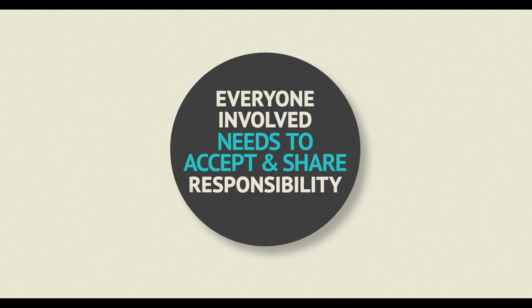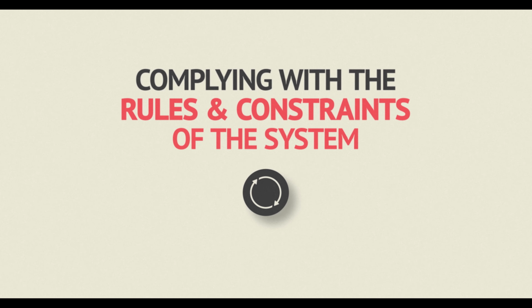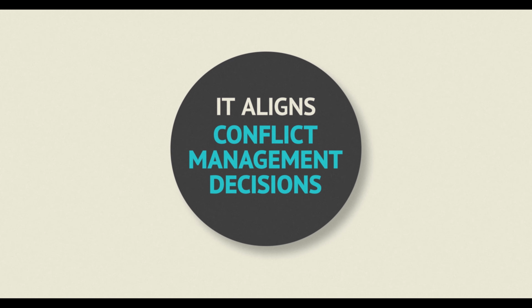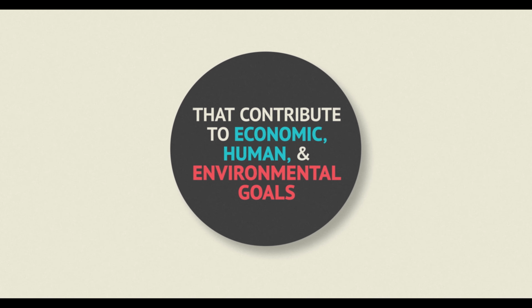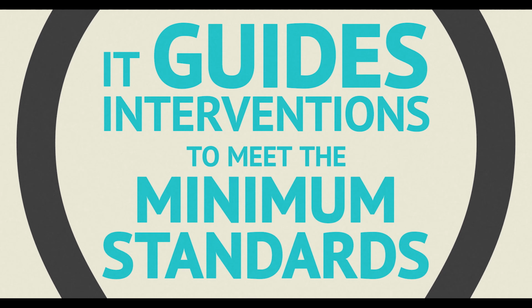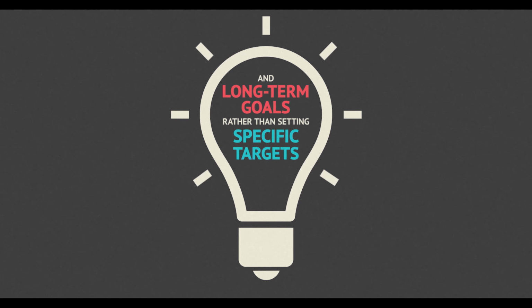It stresses that individuals, communities, leaders, and the public involved in the system's design need to accept and share responsibility for the system's safety. Those that use the system must take responsibility for complying with the rules and constraints of the system. It aligns conflict management decisions with broader development plans and processes that contribute to economic, human, and environmental goals. It guides interventions to meet the minimum standards and long-term goals rather than setting specific targets.